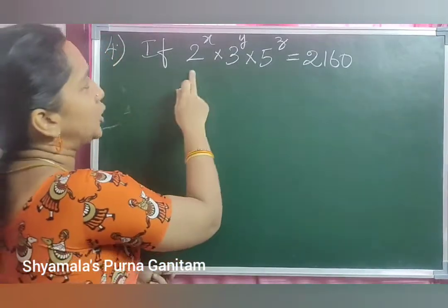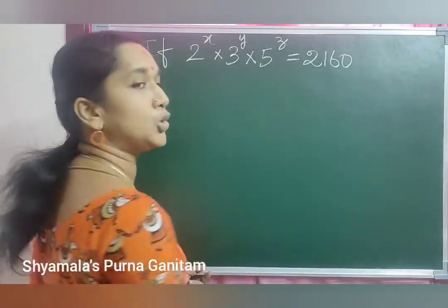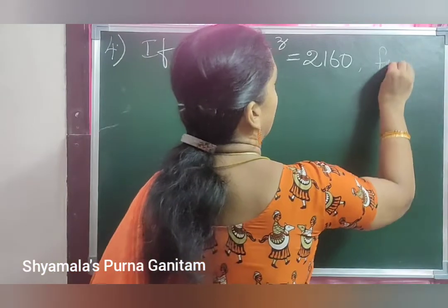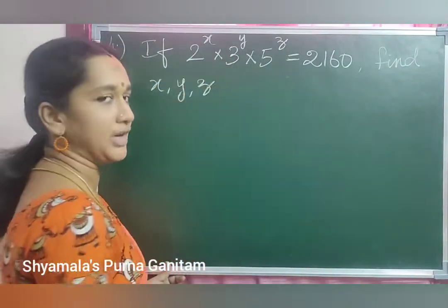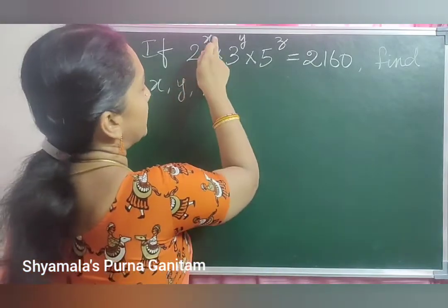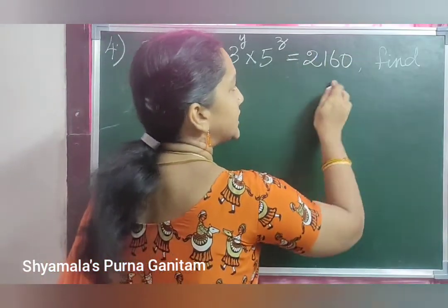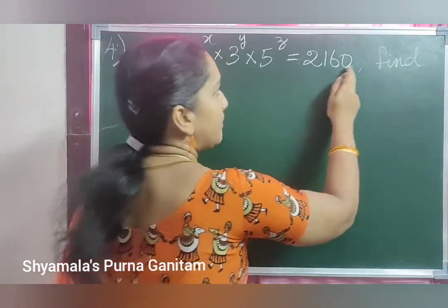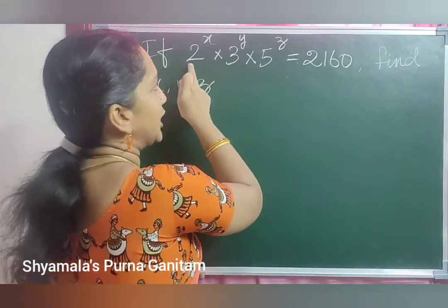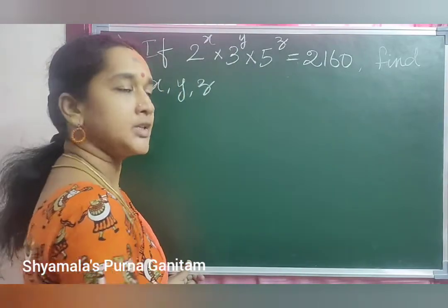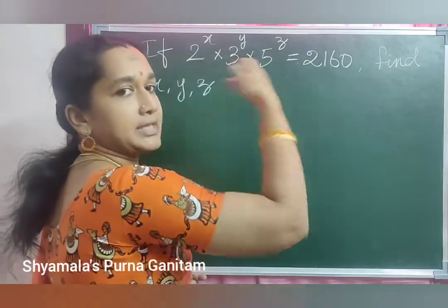Fourth sum. If 2 power x into 3 power y into 5 power z is equal to 2160, find the value of x, y and z. Find x, y and z values. So here 2 power x into 3 power y into 5 power z is there. When you resolve this into prime factors, when you find the prime factors of these numbers, definitely you will be having the values of 2, 3 and 5. After doing that, it can be equated with LHS and RHS.